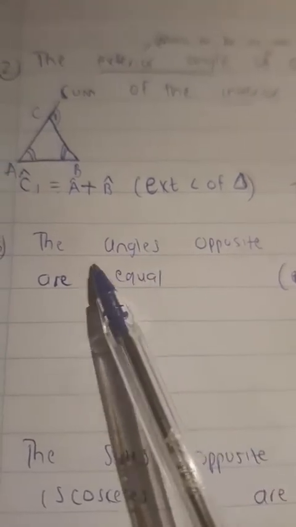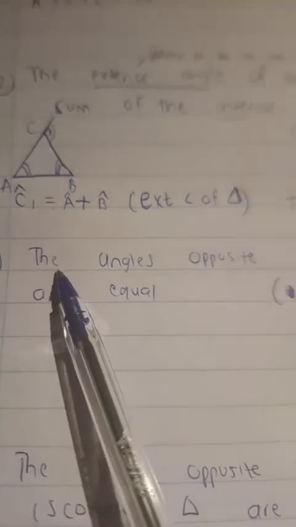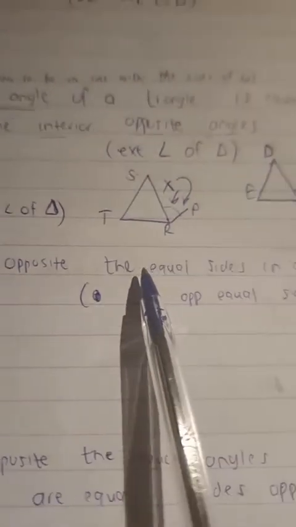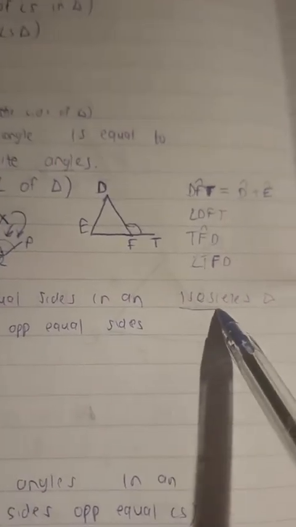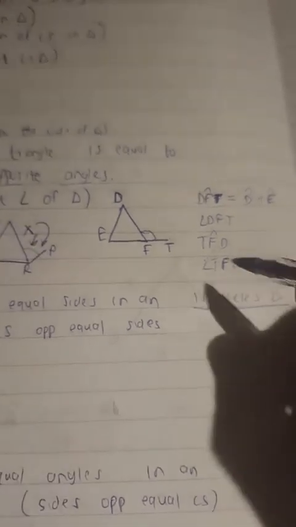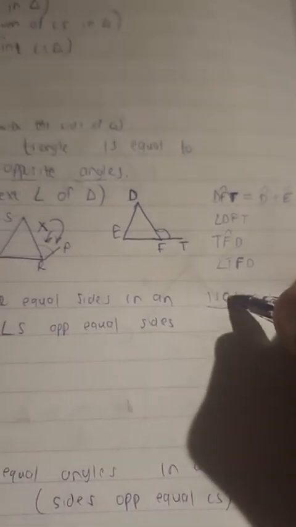Three, the angles opposite the equal sides in an isosceles triangle.